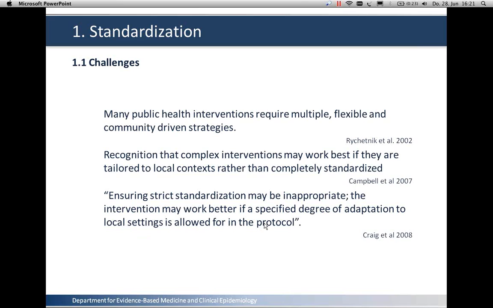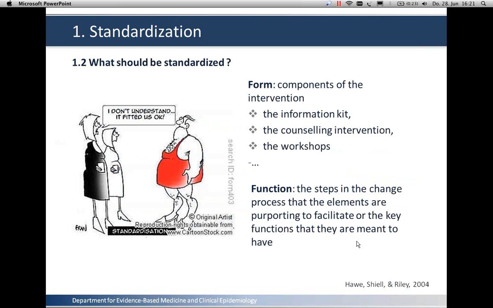And even Craig et al. in the Medical Research Council said that strict standardization may be inappropriate for the evaluation of complex interventions. And there should be a specified degree of adaptation to local settings. So this should be allowed in the protocol. Okay, but how to do this? The question is, what should be standardized?